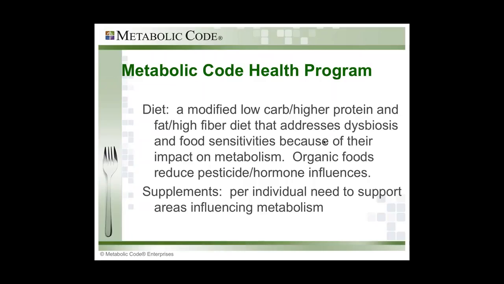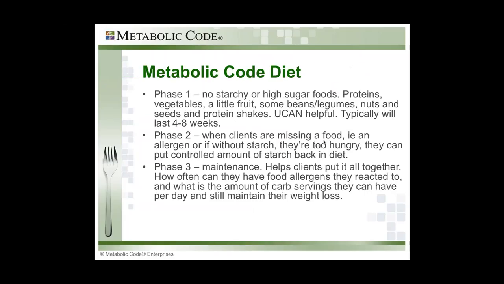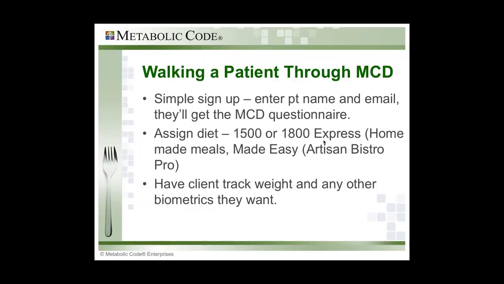So our Metabolic Code diet materials are on our lifestyle guidance portal, and it walks people through different phases of the diet, phase 1 and phase 2 and then phase 3, and all the information is contained in the materials on the site. It's a very easy sign up. You just enter a name and an email. You pick a 1,500 or 1,800 calorie level for females and males respectively. The patients can use the tracking devices on the website as much as they want. And it's all put together for you.